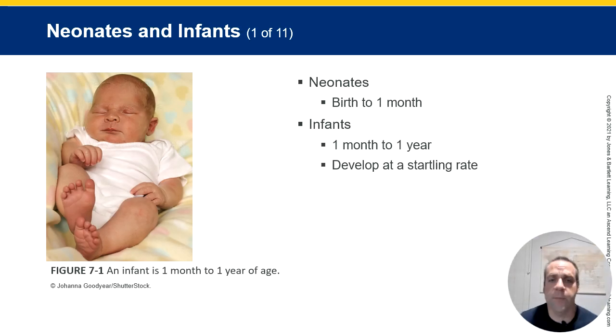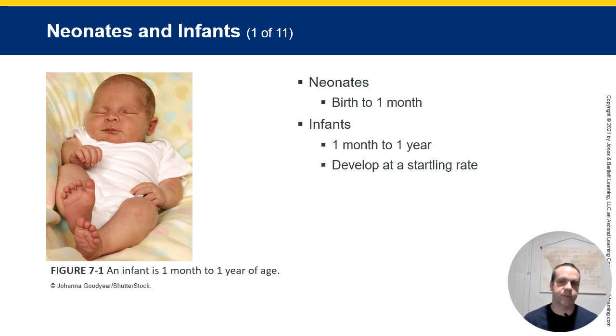So when we talk about neonates and infants, right? We're referring to really the earliest and most rapid period of human development. A neonate itself is a newborn, okay? So from birth up to 1 month old. An infant is 1 month to 1 year of age, okay? In these first 12 months, the human body really undergoes some of the most dramatic growth and changes it ever will.